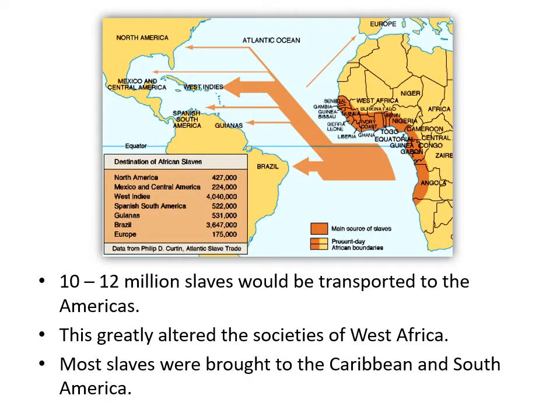Over the course of the slave trade, 10 to 12 million human beings would be transported to the Americas. This would greatly alter the societies of West Africa. It is interesting to note that most slaves were brought to the Caribbean and South America.